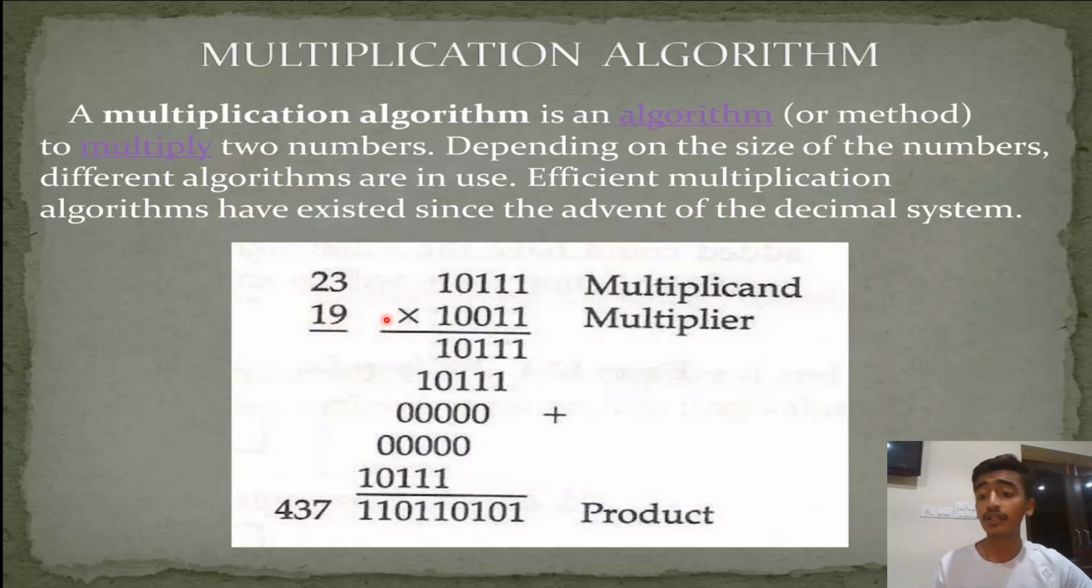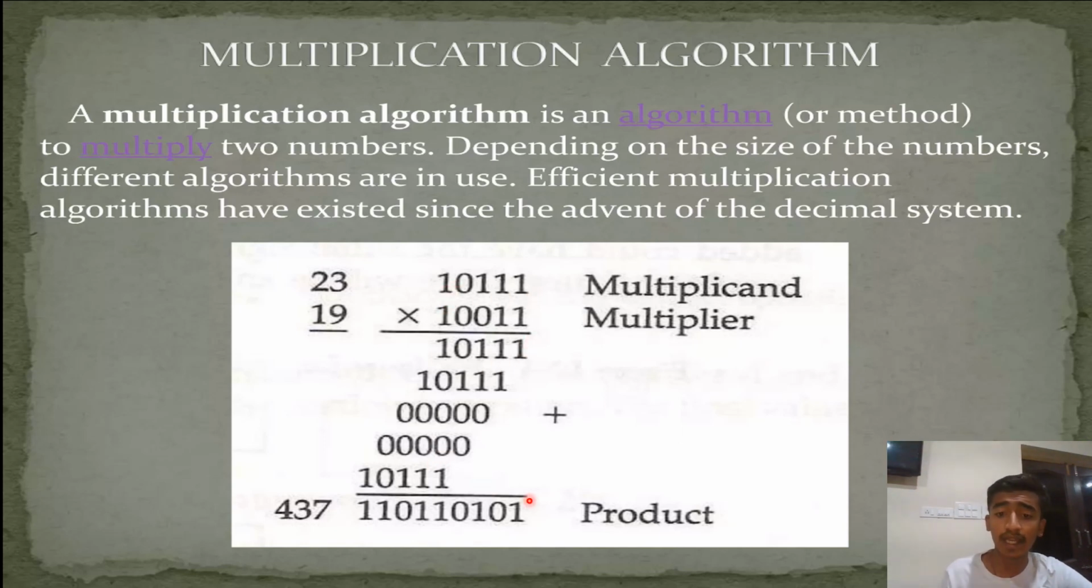Now we can convert it into binary numbers. That is, 23 is represented as 10111 and 19 is represented as 10011. So here we have done the multiplication. 1 into something is the number itself. Similarly, 1 into something is the number itself. 0 into something is 0, and 0 into something is 0. 1 into something is the number itself, 10111.